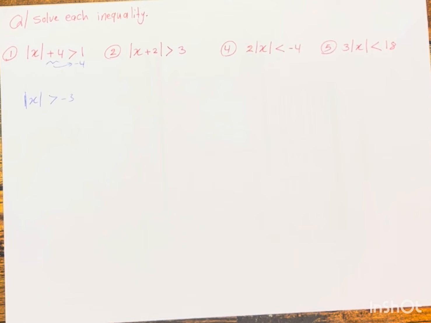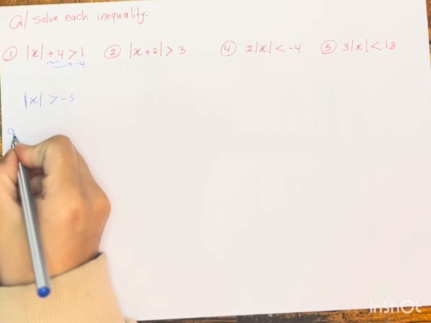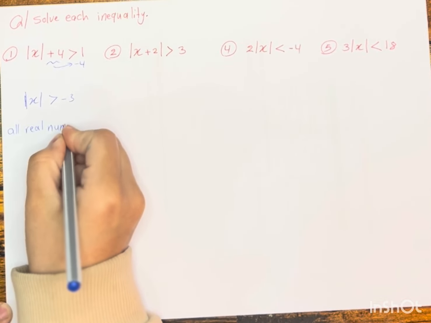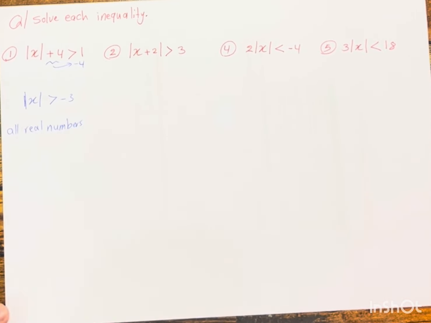So absolute value greater than a negative number, so it will be all real numbers. Okay, when the absolute value is greater than a negative number, it will be all real numbers.